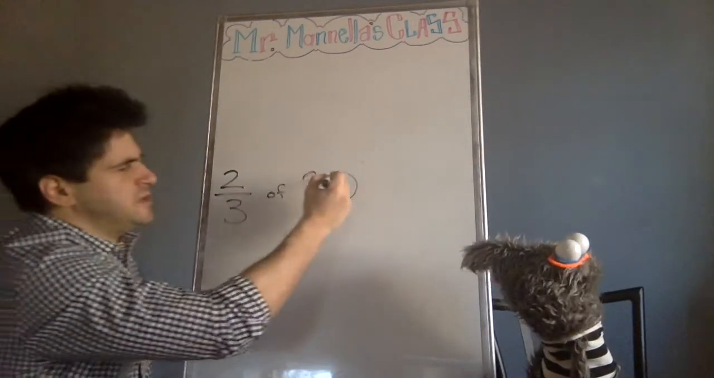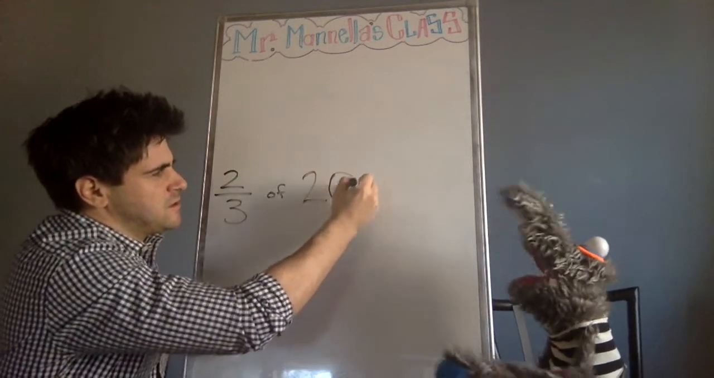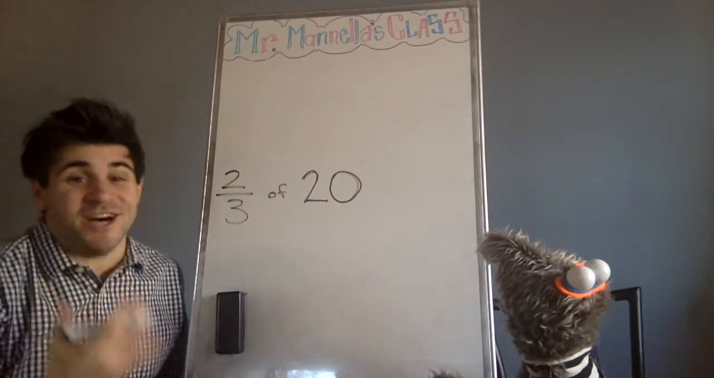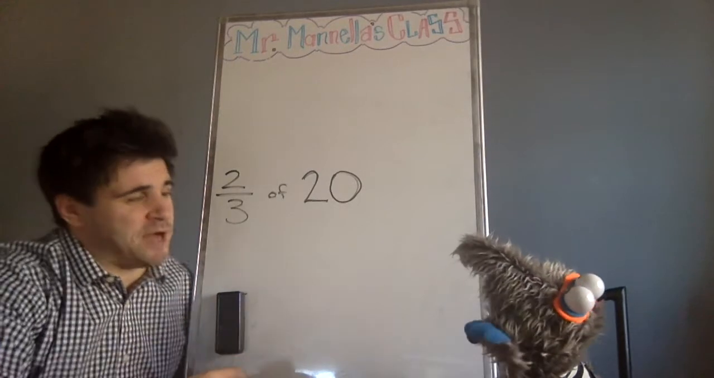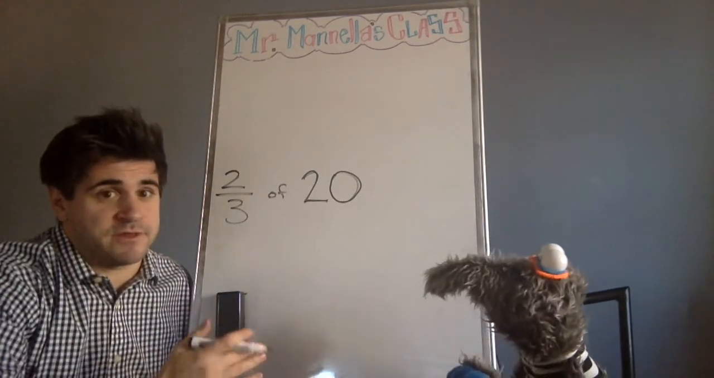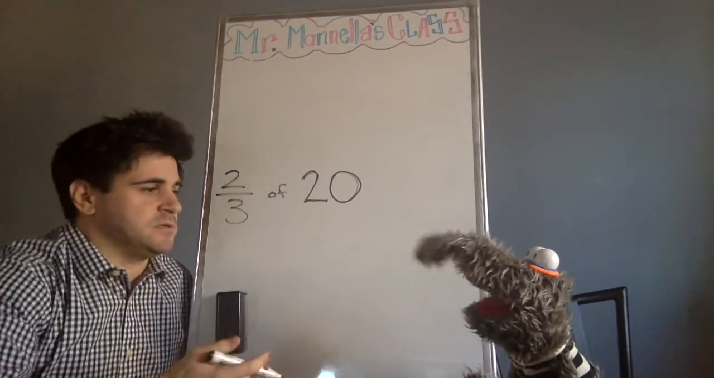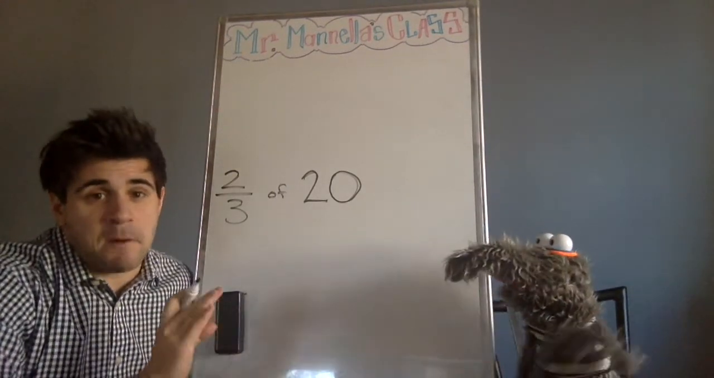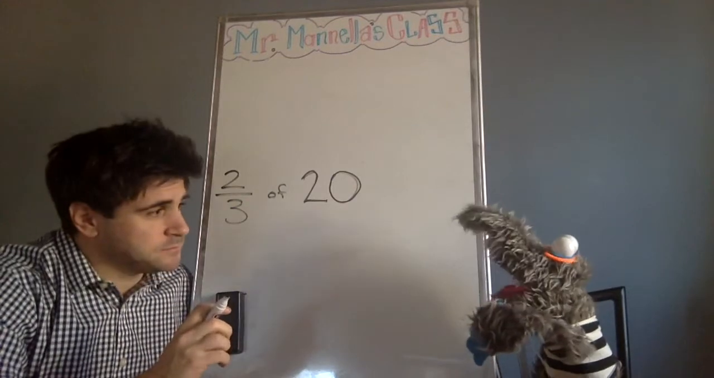Yeah, so you see the word "of"? I don't know the operation that goes with "of". When you get a fraction of something, you'll see a lot of word problems like 2/3 of the class or 2/3 of the pizzas or whatever. That just means multiply. Of means multiply, all right? That's all you got to do.